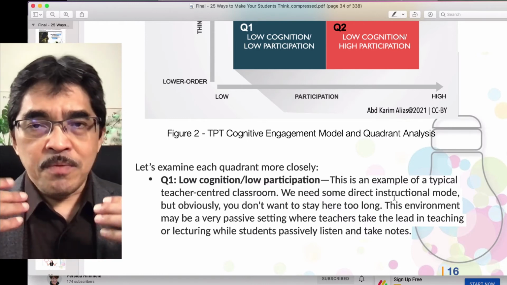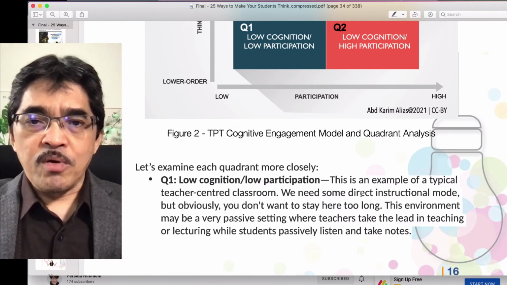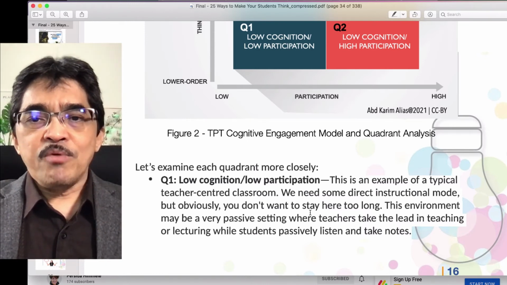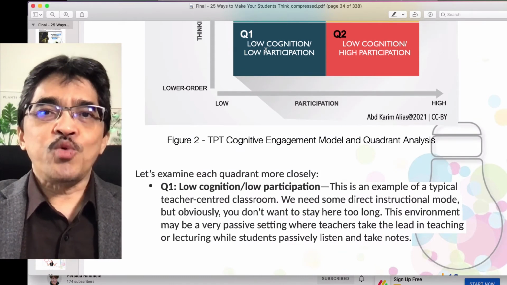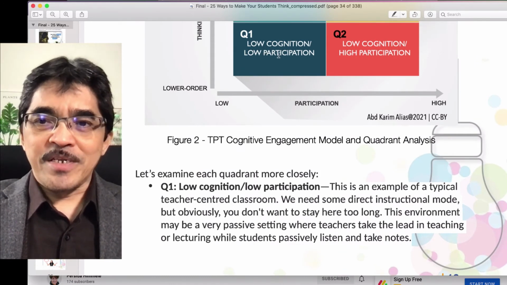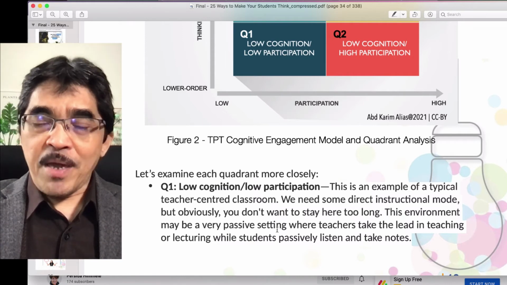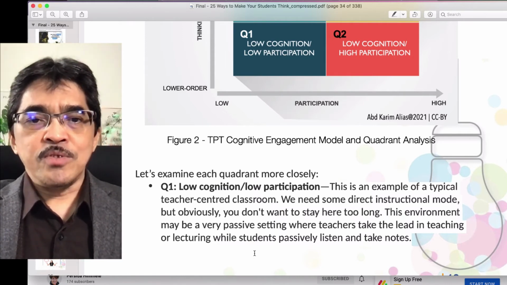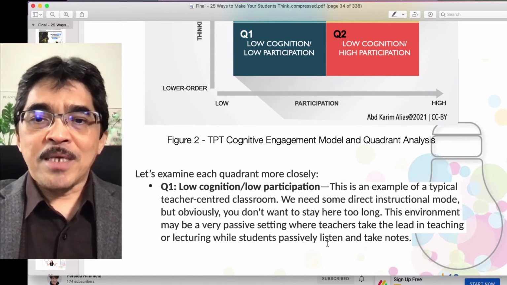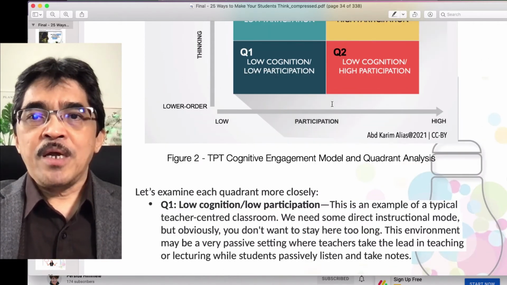But of course we can also give direct instruction or lecture. But obviously we don't want to stay too long in the Q1 quadrant. This environment may be a very passive setting where teachers take the lead in teaching or lecturing while students passively listen and take notes.